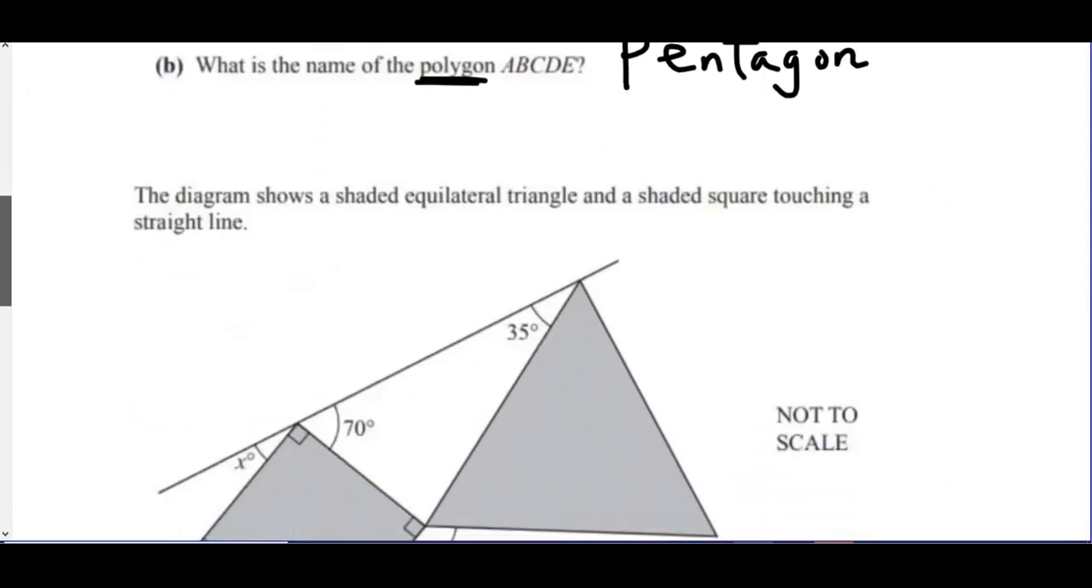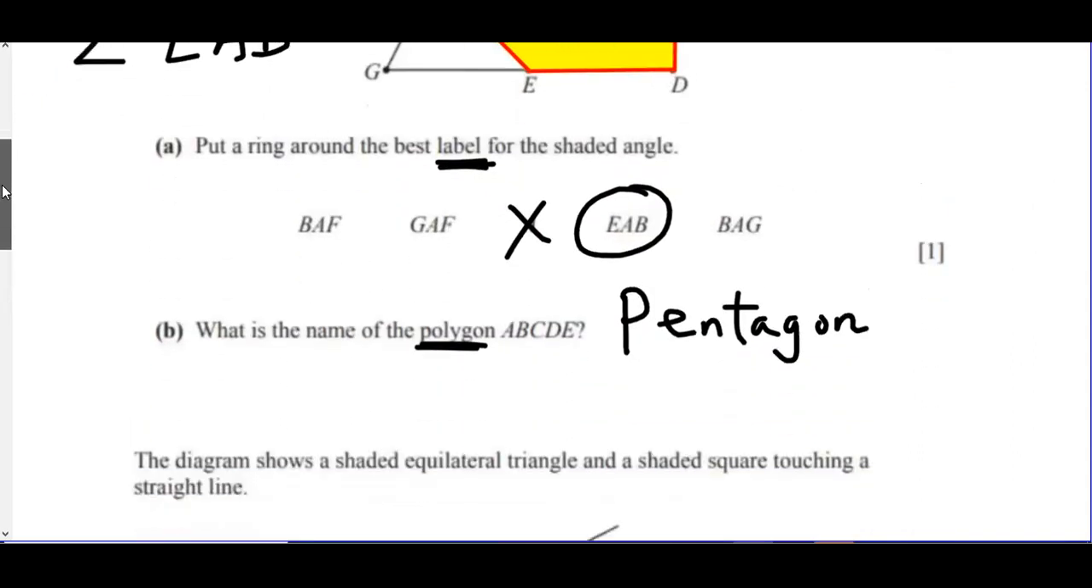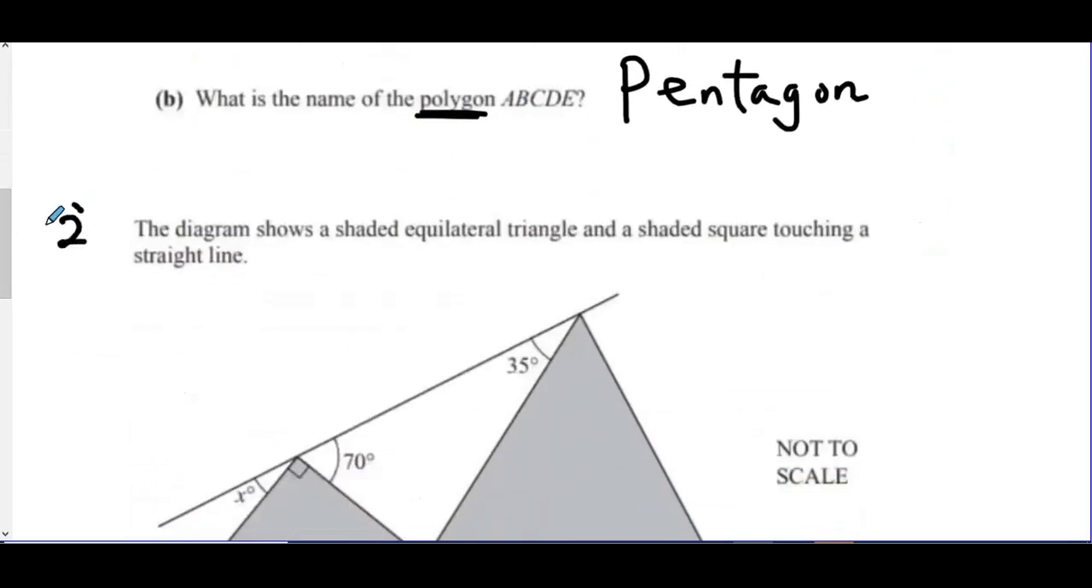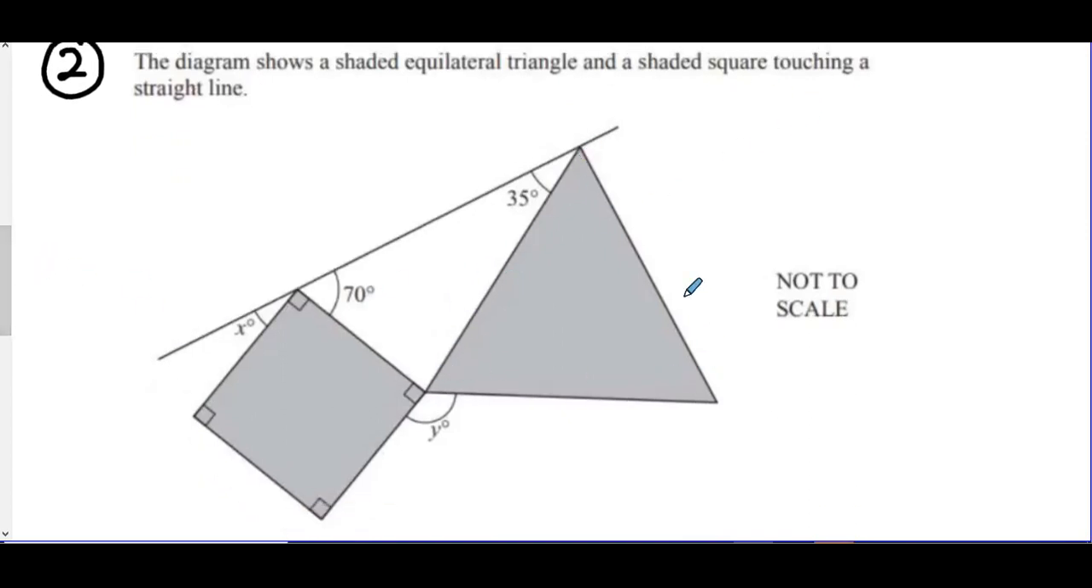Next question. You can do numbering, but this is question number 1, and then question number 2 is this one here. Now this question says, the diagram shows a shaded triangle and also a shaded square. The shape we see here, which is shaded, is a triangle, and this shape here is a square.